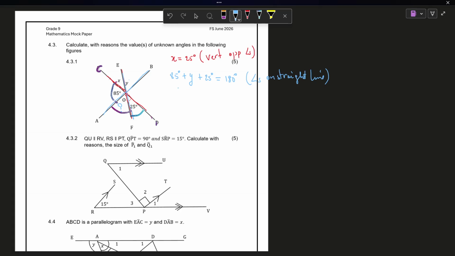Therefore, we can now solve for y. So what are we going to have? Y equals 180 minus 85 minus 25 degrees. So what have we got here? This makes 90, 110. So y will be 70, right? Y equals 70. Yeah, I'm sure that's the answer. So we found y to be, so we found this value here.